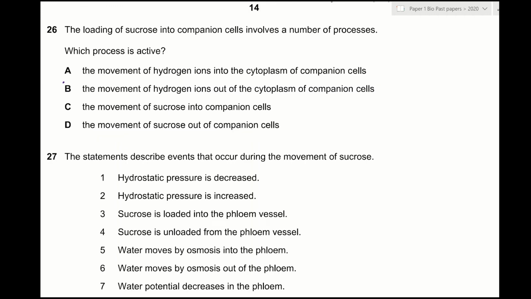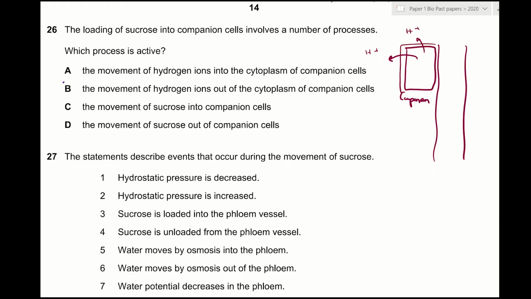6. The loading of sucrose into companion cells involves a number of processes. Which process is active? First of all, let's recall the process of loading sucrose into companion cells. So let's start. Here we have companion cells and the phloem sieve tube elements. Let's label them. As we all know, the loading starts by companion cells pumping hydrogen ions to their cell wall by proton pumps, and this process requires ATP. So the pumping of hydrogen outside into its cell wall does require ATP.